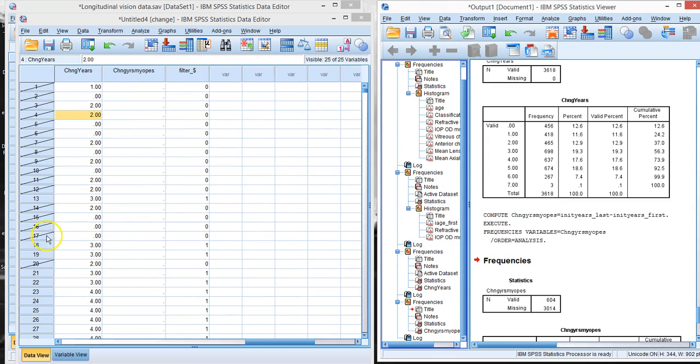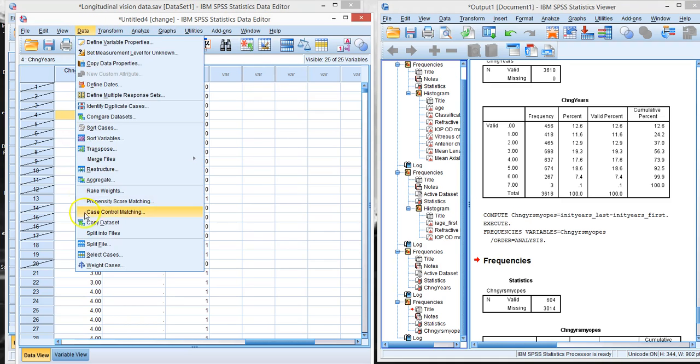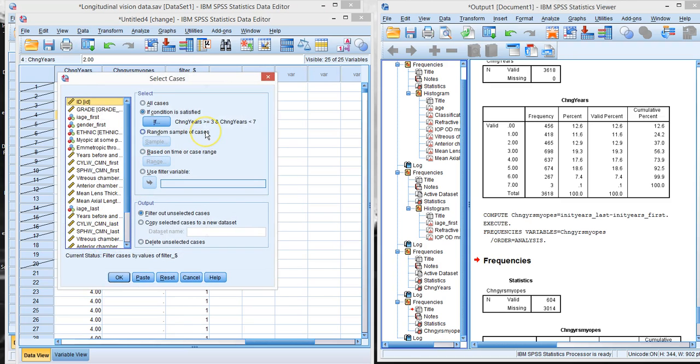Okay. Now notice that we get these little slashes over here. This says who is not included. So this person we followed for 0 years is not included. This person that we followed for 3 is. But we also want to select on a little bit more than that. We want only emmetropes or myopes.